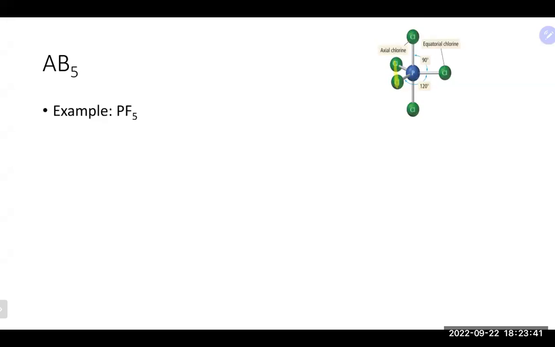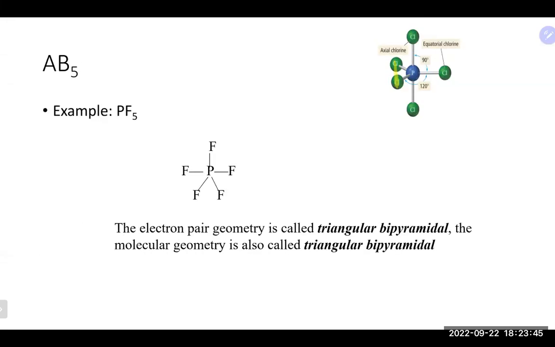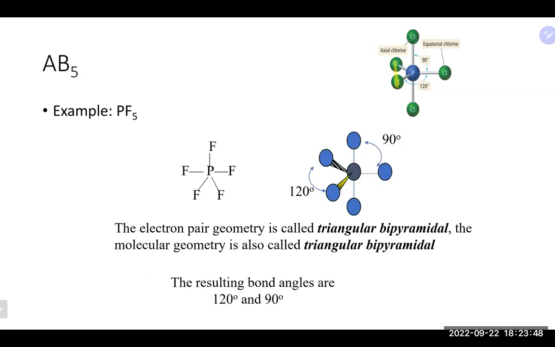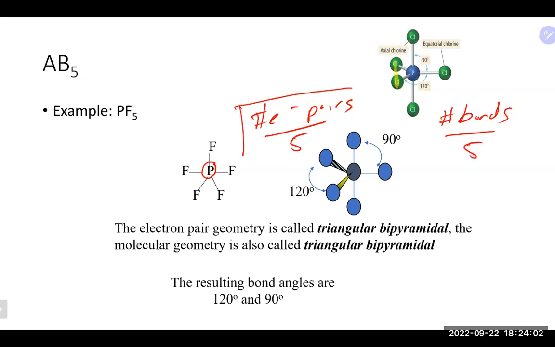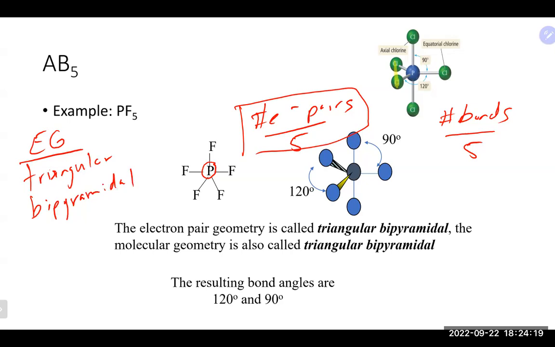Now, some of our expanded octet action here. So these might be some we're not familiar with. Here we have a central atom, and the number of electron pairs is going to be 5 in this case. The number of bonds here will also be 5. Something with 5 electron pairs around the central atom, the electron pair geometry is going to be triangular bipyramidal. Because these are all bonded pairs as well, the molecular geometry here will also be triangular bipyramidal.